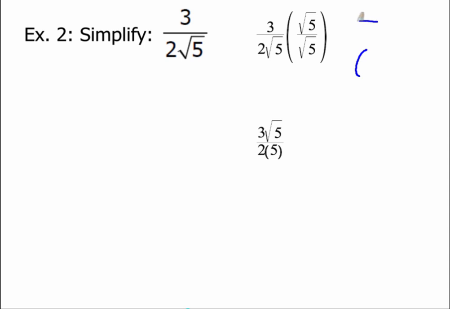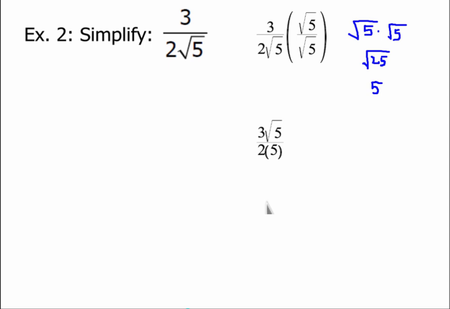Well, if I do square root of 5 times square root of 5, if we think about when we did simplifying radicals, or multiplying radicals, square root of 5 times square root of 5 is square root of 25. Because we multiply the insides, 5 times 5, and the square root of 25 is just 5. So when you multiply a square root by itself, you just cancel out the square roots.